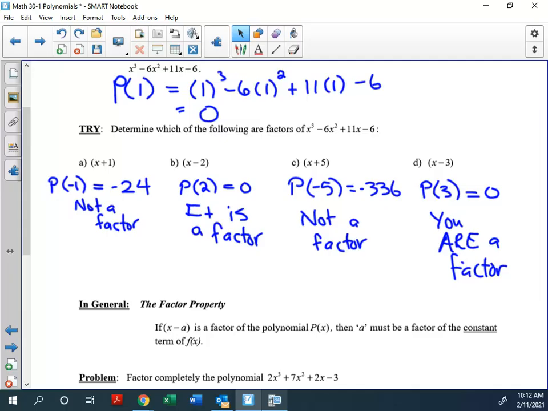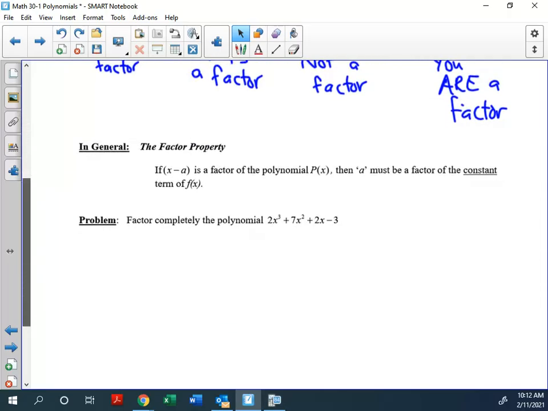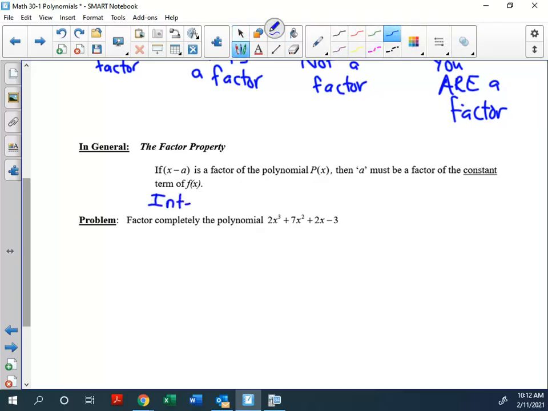All right. So, in general, the factor property: if x minus a is a factor of the polynomial, then a must be a factor of the constant term of f of x. I actually call this the integral zero theorem, which basically means I look at the constant to decide which values I am going to try as a factor.